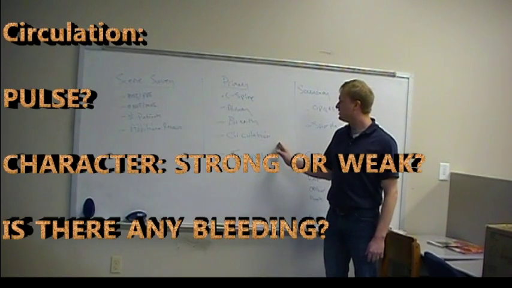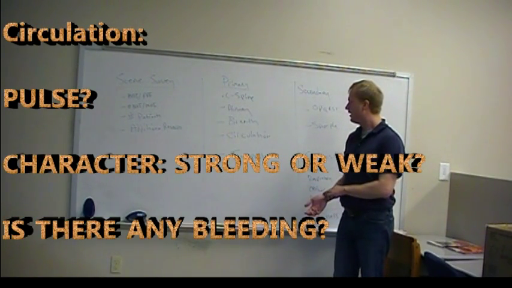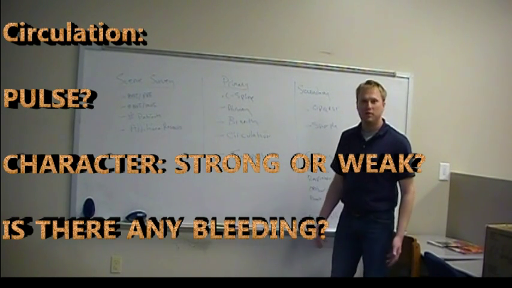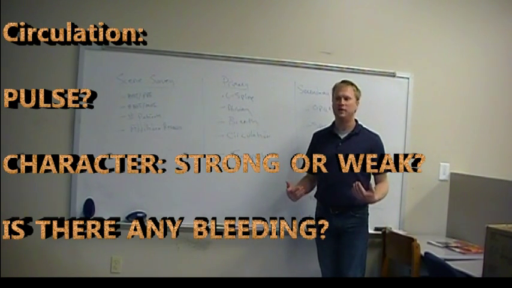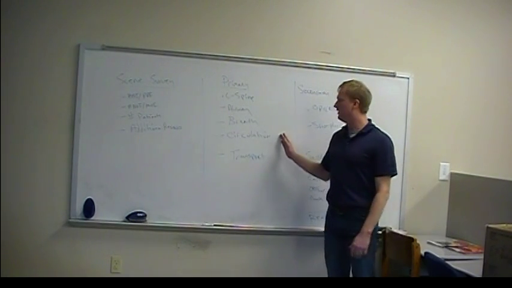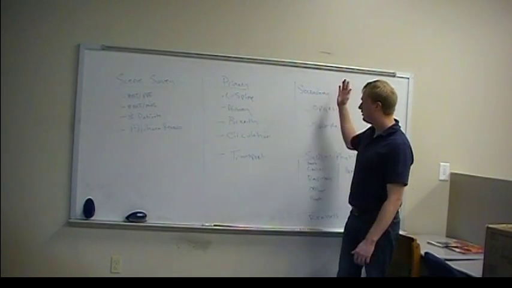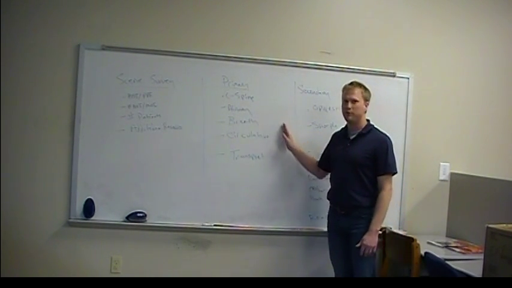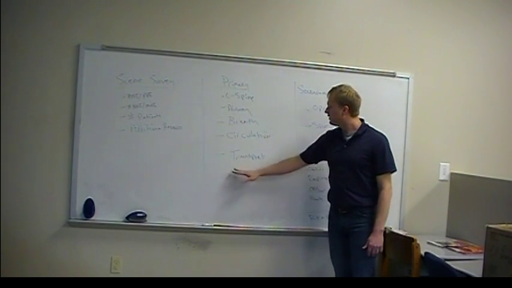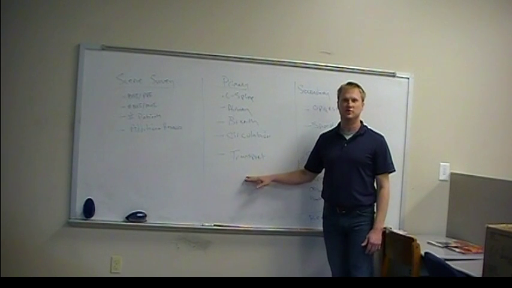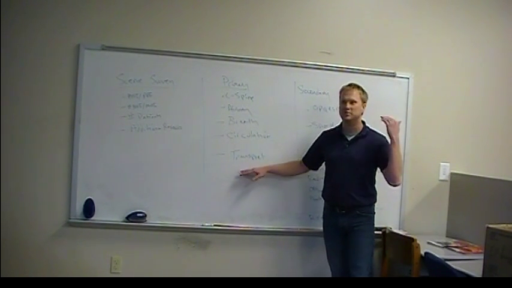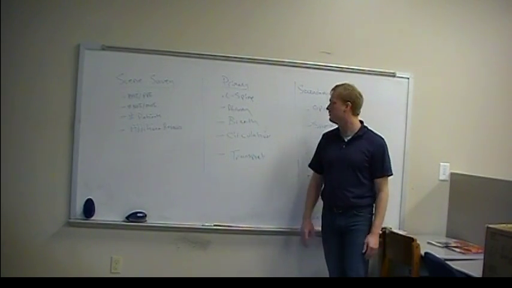Same thing with circulation. Do they have a pulse? How strong is their pulse? And is there any bleeding anywhere? If there's any bleeding, then you're going to stop that right then before you go anywhere else into your assessment. And then after you get your ABCs done, or airway, breathing, and circulation completed, then you will decide your transport decision. Do they need a helicopter, or should I call an additional resource, or should we just get them out of here and get them where they need to go?